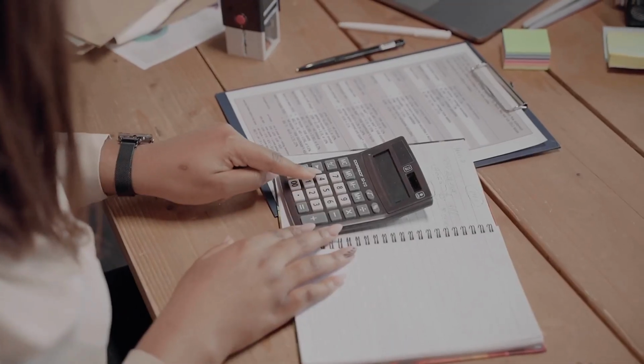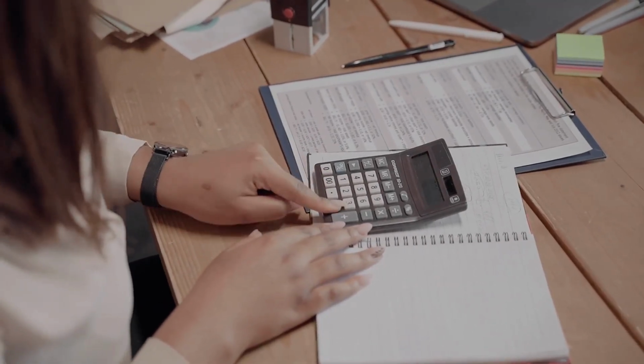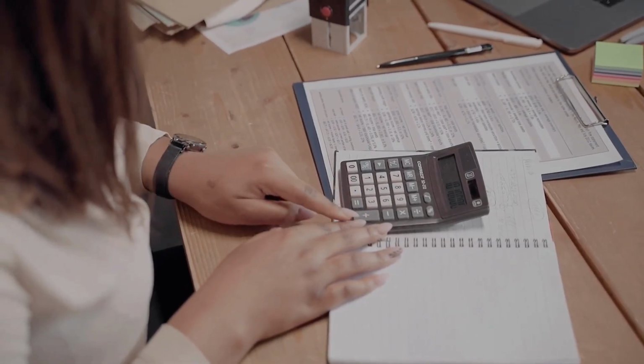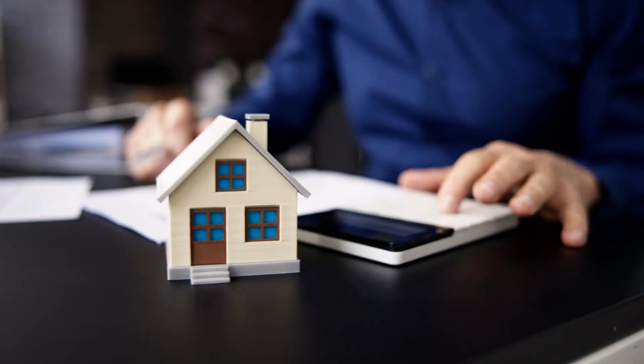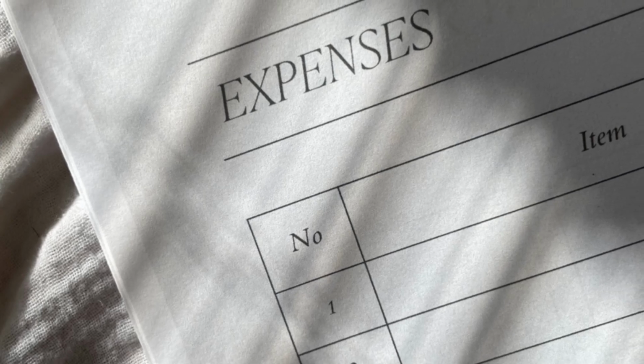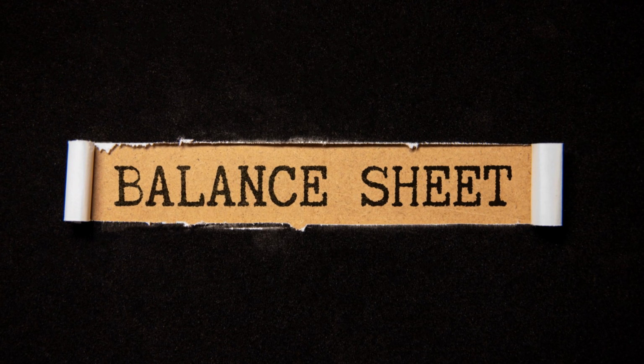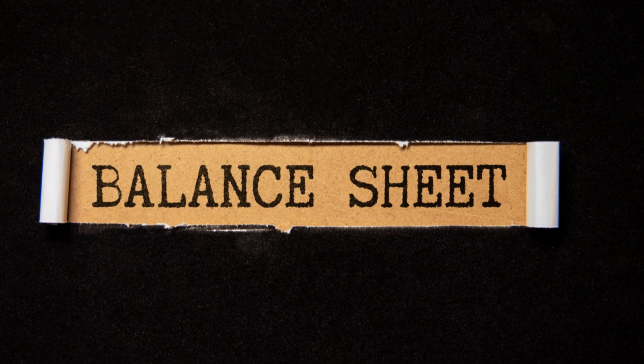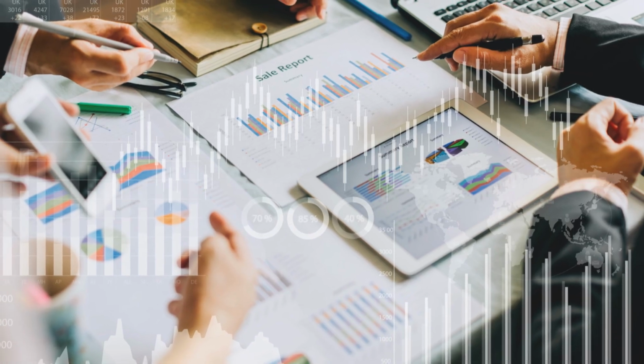Now let's calculate the net operating income, or NOI. Subtract total operating expenses from total revenue. For example, if rental income is £200,000 and expenses are £70,000, then NOI equals £130,000. Easy, right?